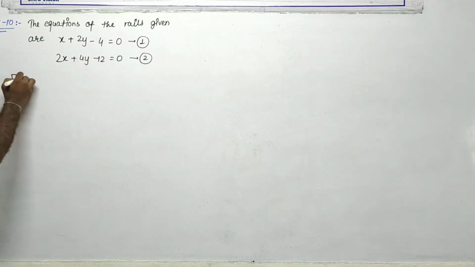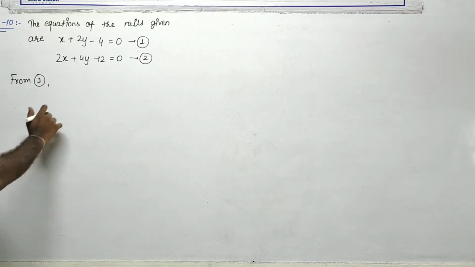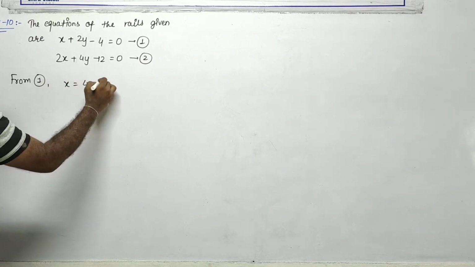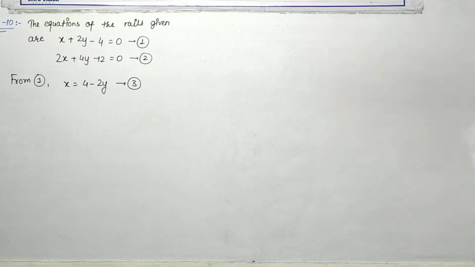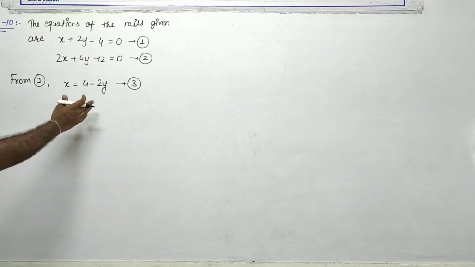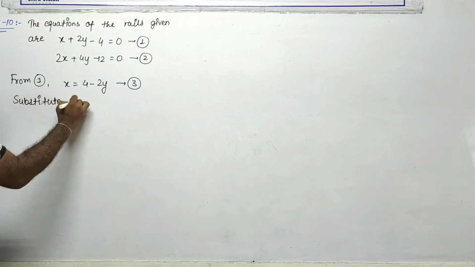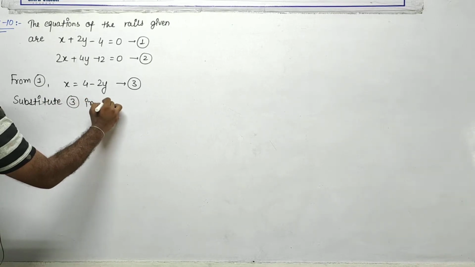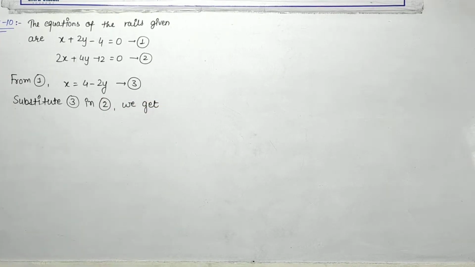From equation 1, we get, or let us make x the subject. So x gives us 4 minus 2y, which is the third result. Now what shall we do? Substitute result 3 in result 2. What shall we get?